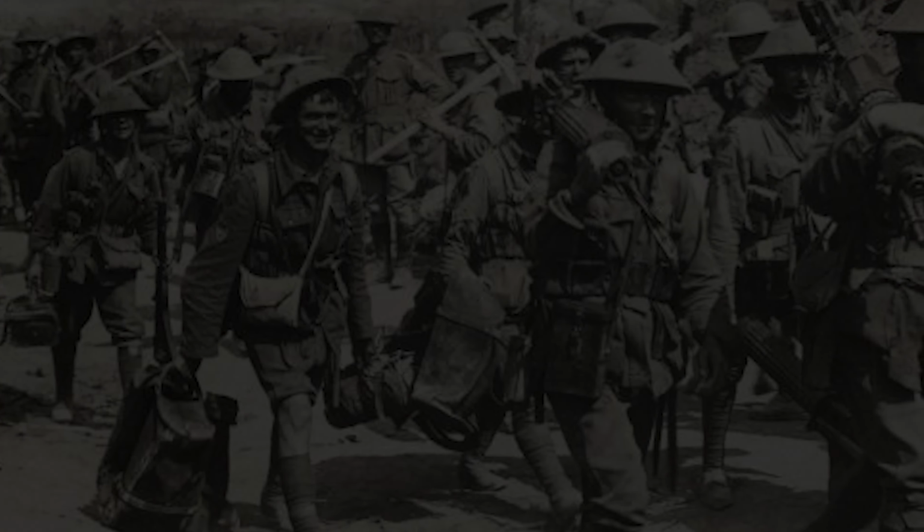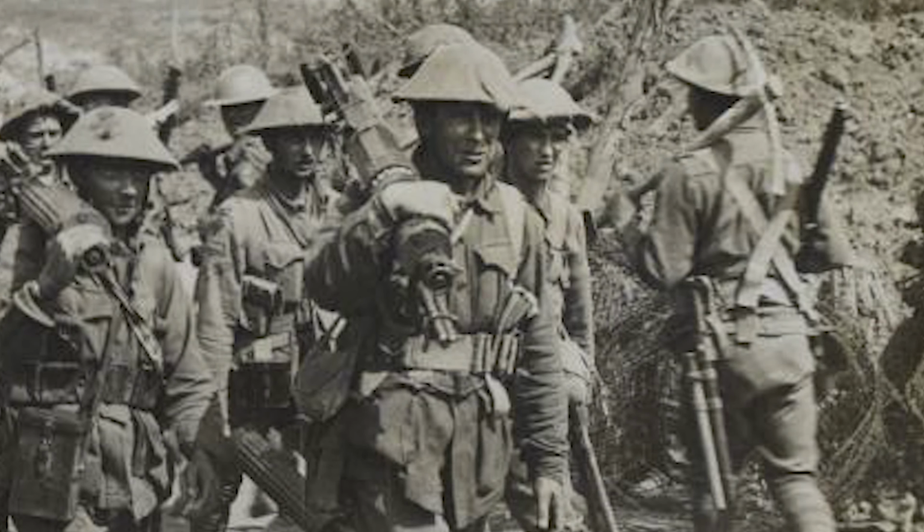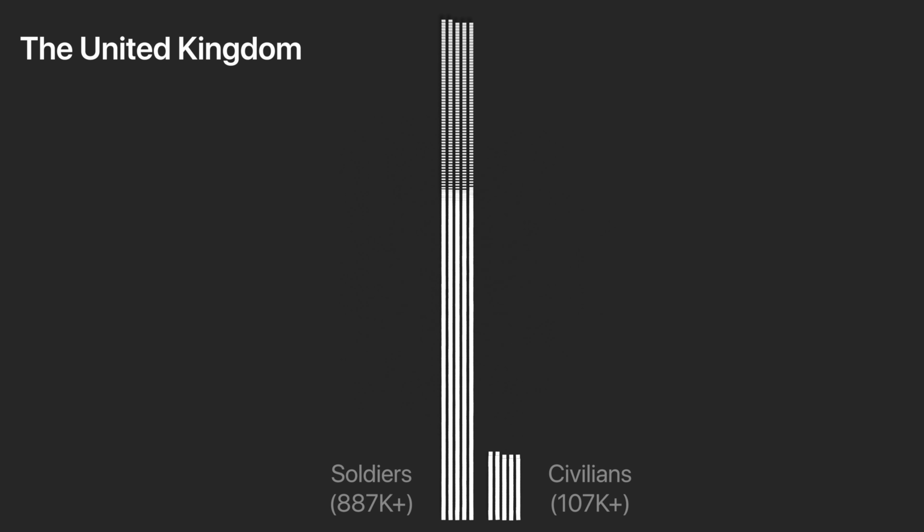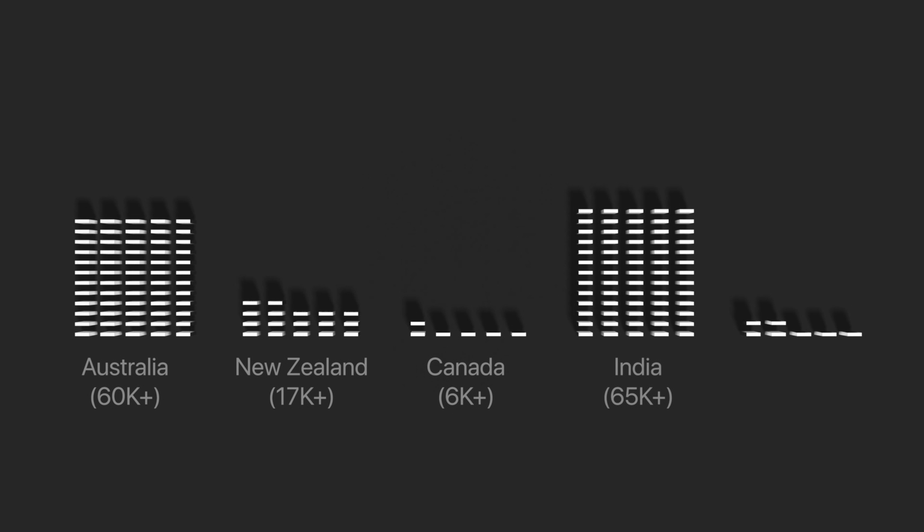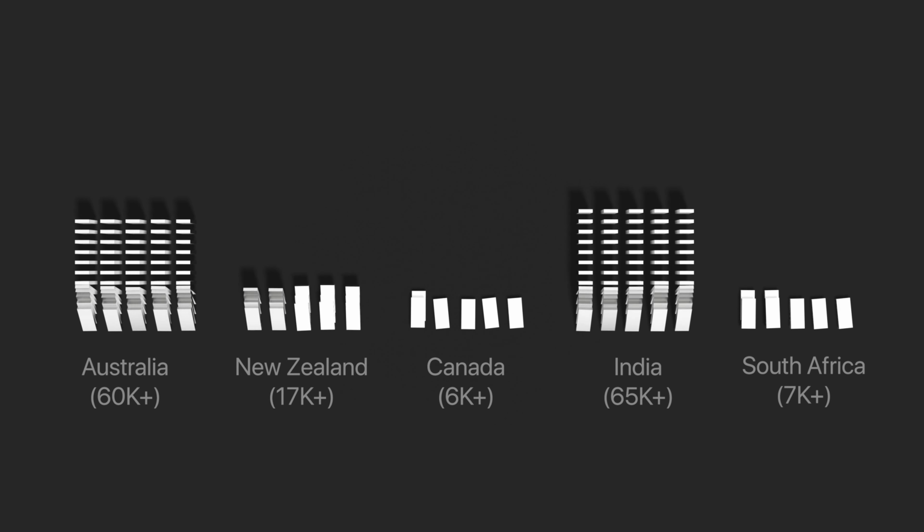The United Kingdom suffered the most in any single day of the war, where they lost a little over 19,000 soldiers on the first day of the Battle of Somme, many of which were volunteers. In total, the UK lost over 887,000 soldiers and 107,000 civilians, accounting for 2% of its total population. Countries of the British Empire also took part in the war, including Australia, New Zealand, Canada, India, and South Africa, and faced a large number of deaths.